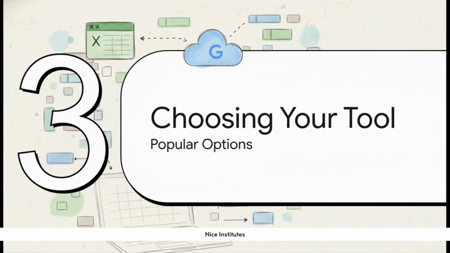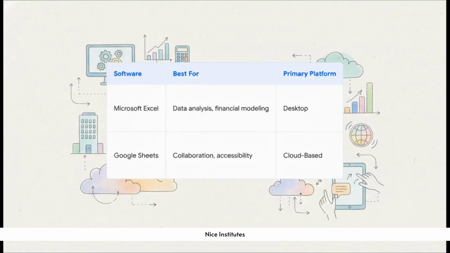So, you're ready to jump in. Which tool should you actually use? Well, while there are a bunch of options out there, it usually comes down to 2 heavy hitters, Microsoft Excel and Google Sheets. So here's a super simple breakdown. Microsoft Excel is kind of the original heavyweight champion. It's usually installed right on your desktop, and it is an absolute powerhouse for really complex stuff like deep financial modeling and serious data analysis. Then you've got Google Sheets. It's totally cloud-based, which means it lives online, and its biggest strength is making it incredibly easy for teams to collaborate in real time. It's all about accessibility.